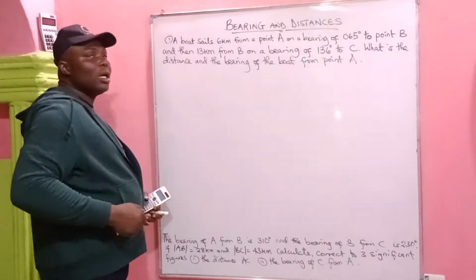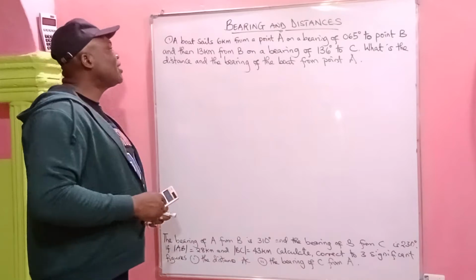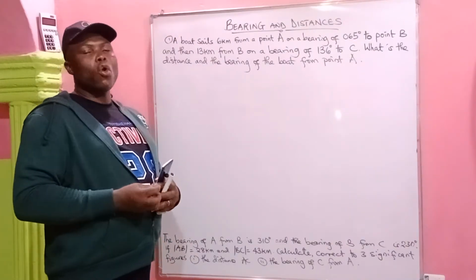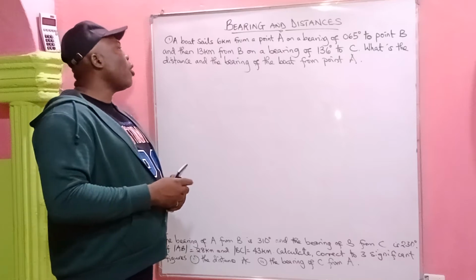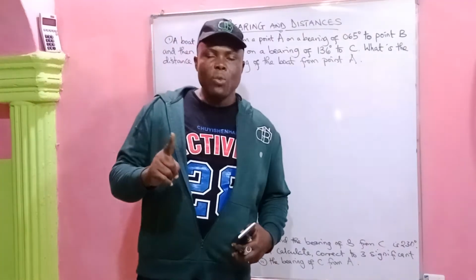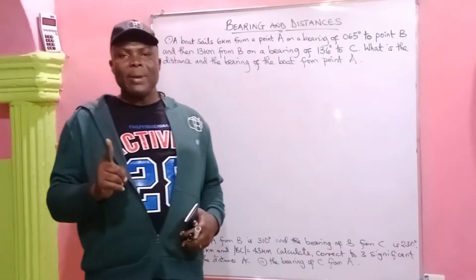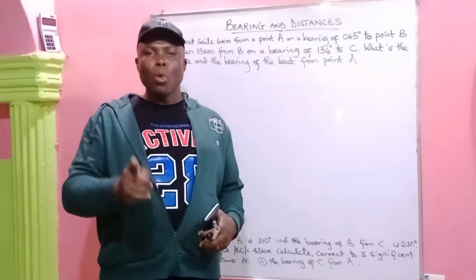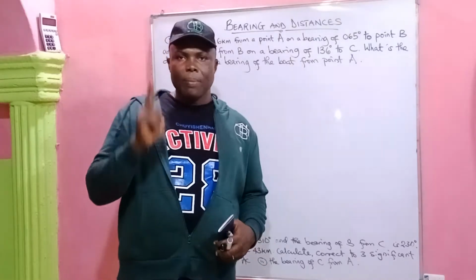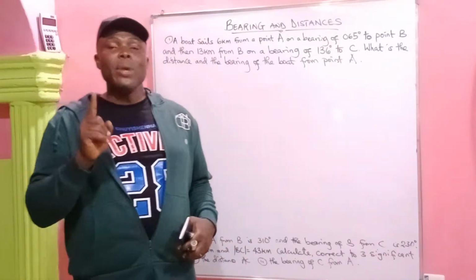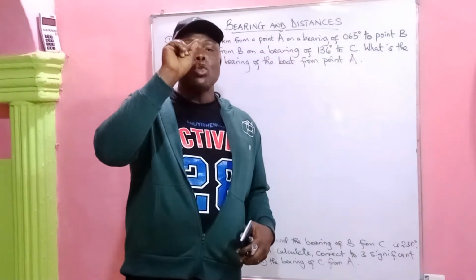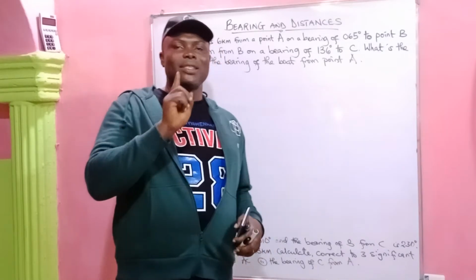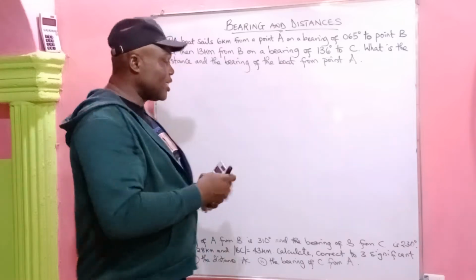Now, there's a question here. We have that a boat sails 6 kilometers from a point A on a bearing of 065 degrees to point B. Please don't forget, when we are representing our problems in bearings, the angular distances are more important to pinpoint the location of the places. We do that by measuring from the northern pole to the point we are looking for, and the angular distance is measured clockwise from the northern pole.